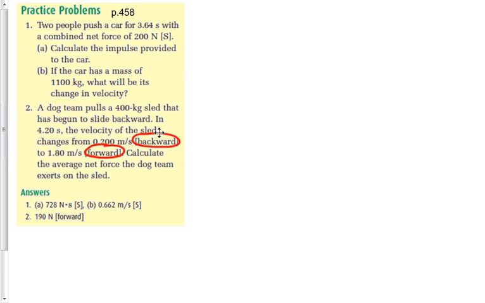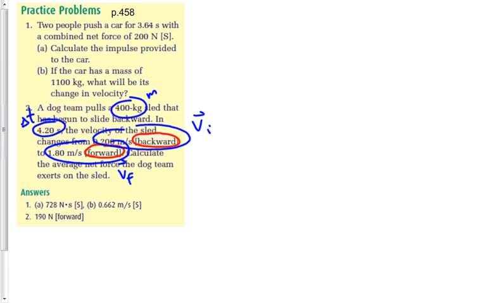All right, so let's identify our givens here now. This is mass. This is our time. This is going to be VI. This is going to be VF. And again, we've got some things circled in red there to not forget the negatives and the positives. We're looking for the force.